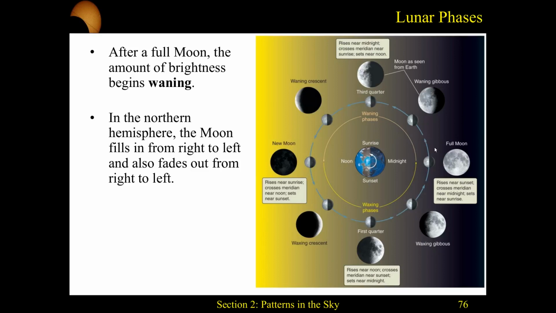To recap, we say that after full Moon, the brightness on the Moon will begin to wane off. At the new Moon, it will wax on. And for perspective from the Northern Hemisphere, we say the light will wax on from right to left, and then it will start to fade. The fading is from the right going to the left.